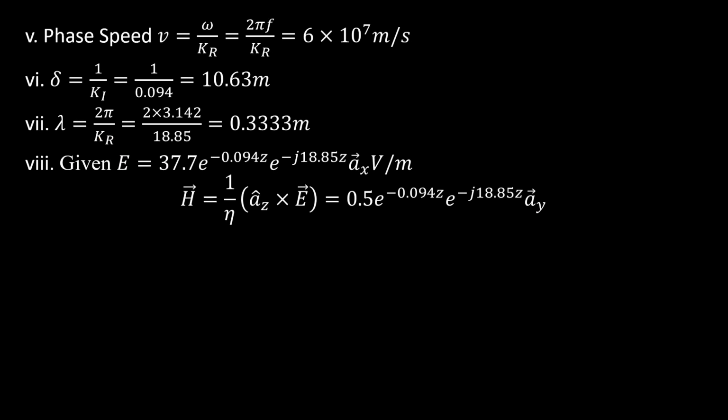So let's move on to our phase speed. Our phase speed is omega over phase constant, so it is kr in this case. It's going to give us 6 times 10 to the power of 7. Our skin depth is just 1 divided by our attenuation constant. So it's going to give us that expression.